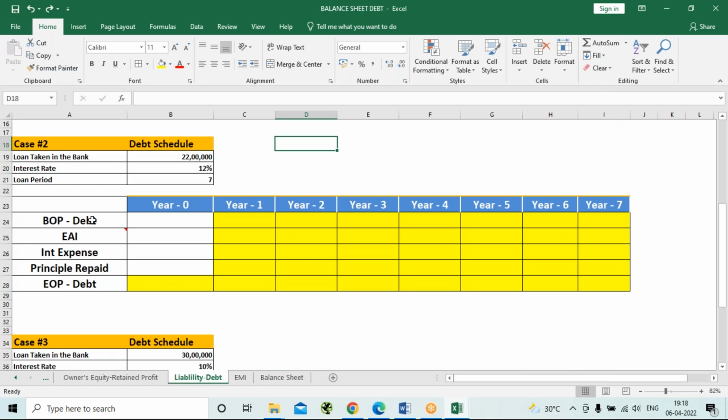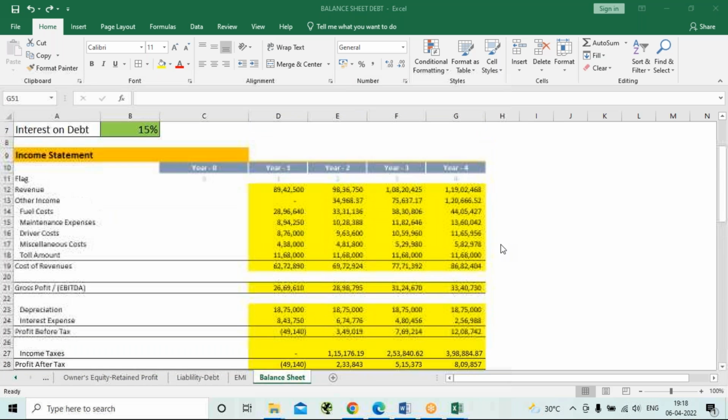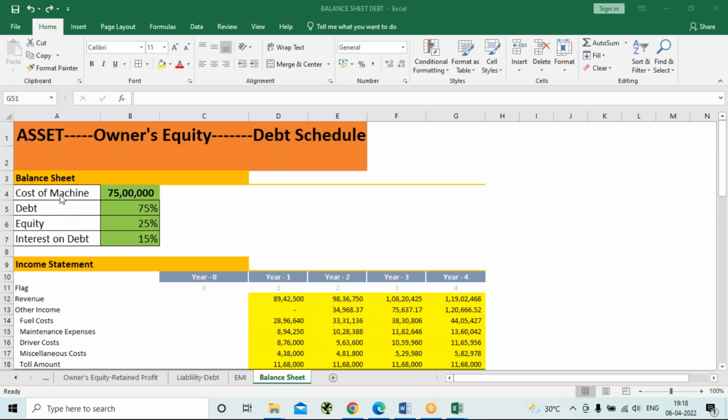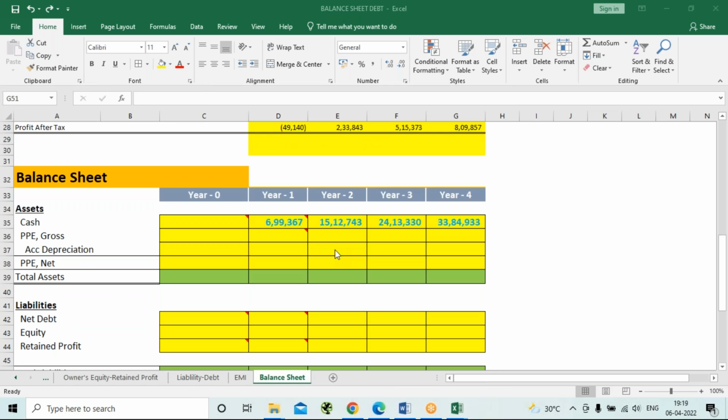Okay. So I'll leave the 7 years calculation to you. Let me go to the balance sheet. Here I have data related to the income statement, and by using these values, in the last class also we used the same thing. There is certain information over here. The cost of the machine is 75 lakh, which has been invested from the loan. The debt value is 75% and the equity value is 25%, and the interest on the debt is 15%. So keeping all these values, I should be able to calculate the balance sheet values.